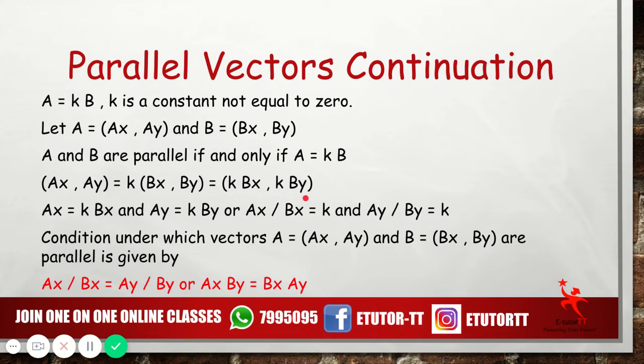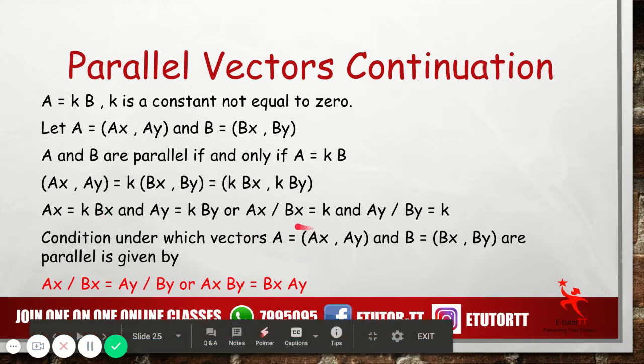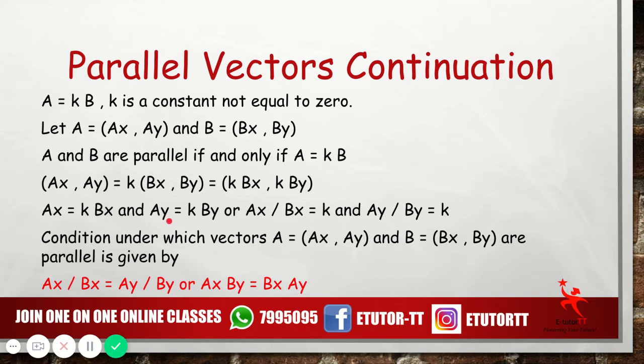So now we have (AX, AY) equals (kBX, kBY). So now we know AX has to be equal to kBX and AY has to be equal to kBY. Or we can make k the subject of the formula. So if we have AX equals kBX, in order to get k by itself, we need to divide both sides by BX. So it becomes AX divided by BX equals k, which is what we have here. And we do the same thing for the second part, which is AY equals kBY. We divide both sides by BY and we get AY divided by BY equals k.